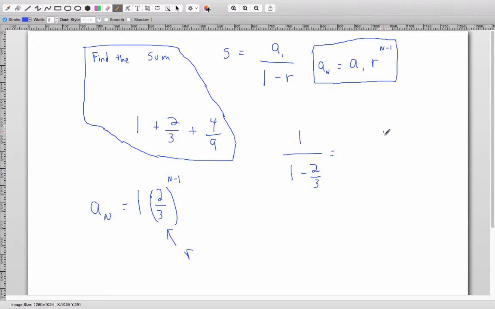Let's see, that's 1 divided by 1 minus 2/3, and I can write that 1 as 3/3 minus 2/3. Well, that's nice. Then that's just 1 divided by 1/3. Just to understand, that's really 1 times 3/1, which is just 3. That's it for that one.